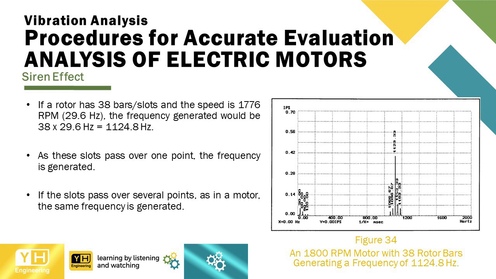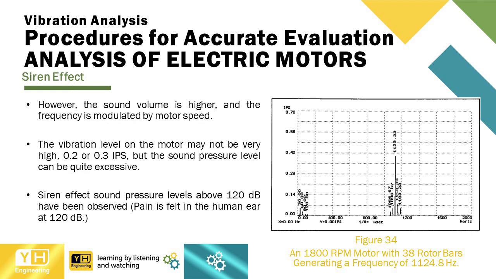If the slots pass over several points, as in a motor, the same frequency is generated. However, the sound volume is higher, and the frequency is modulated by motor speed. The vibration level on the motor may not be very high, 0.2 or 0.3 inch per second, but the sound pressure level can be quite excessive. Siren effect sound pressure levels above 120 decibels have been observed, and pain is felt in the human ear at 120 decibels.